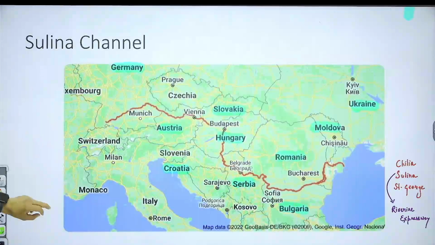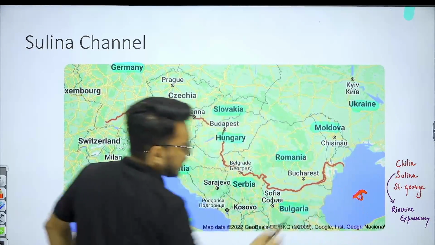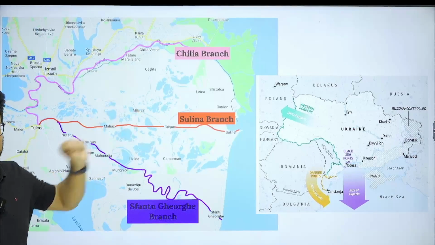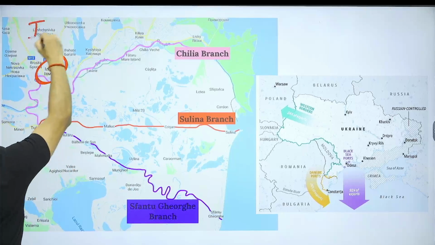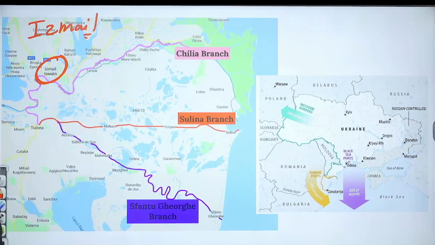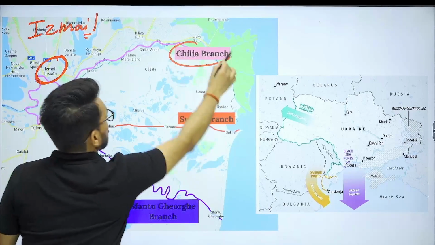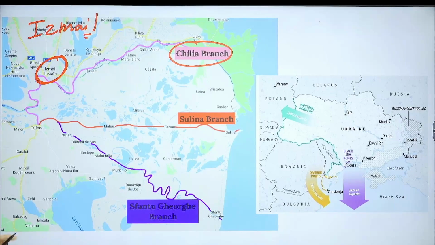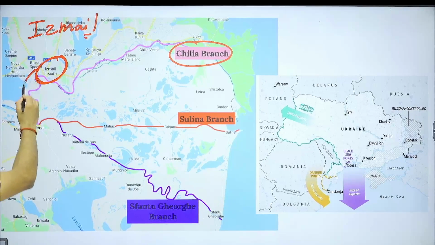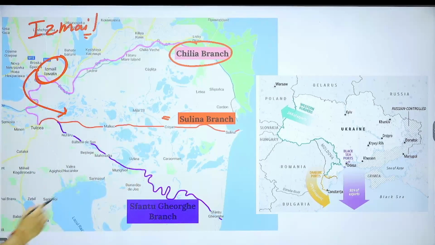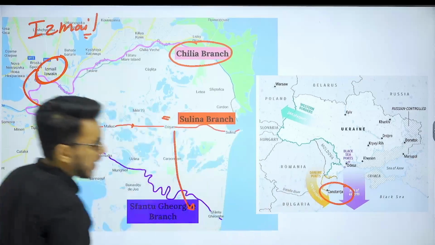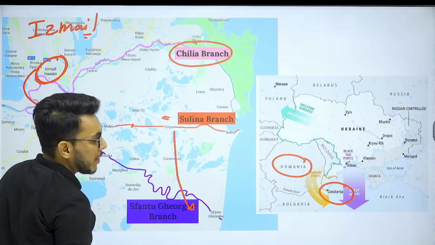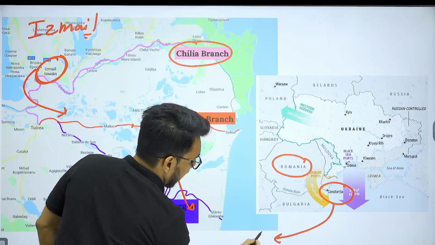And now coming back here. This is the Black Sea, and the Danube River meets the Black Sea. Here we have Ukraine, and here there is one port of Ukraine, that is Ismail port. Ismail port is located on the Chilia branch of the Danube River. Now what is Ukraine planning? Ukraine is planning to send the grain shipment from the Chilia branch to the Sulina branch of the Danube River, and from the Sulina branch it will be transported to Constanta, a port city in Romania. And from here, this grain will travel to Europe.